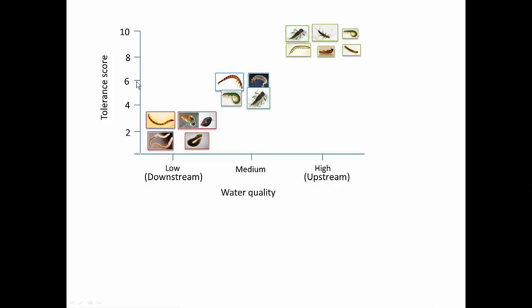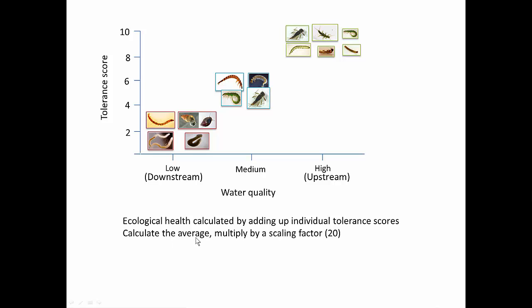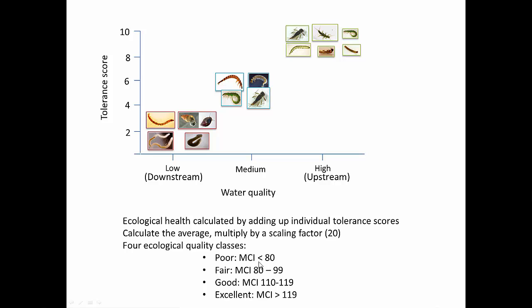So to calculate the ecological health of a stream, it is a simple matter to look at the individual tolerance scores of each of the different animals and add them up. We then calculate the average of all those tolerance scores for that particular site, and then we just multiply by a simple scaling factor of 20. So the resultant MCI scores can range from values less than 60, which indicates probable organic enrichment or low water quality, right through to 120, which indicates excellent water quality conditions and good ecological health.